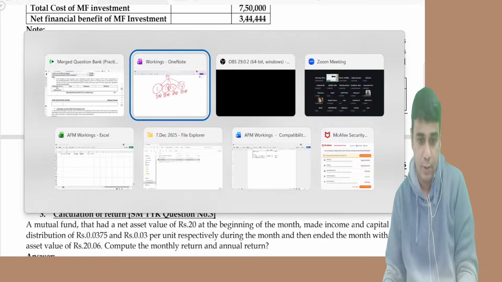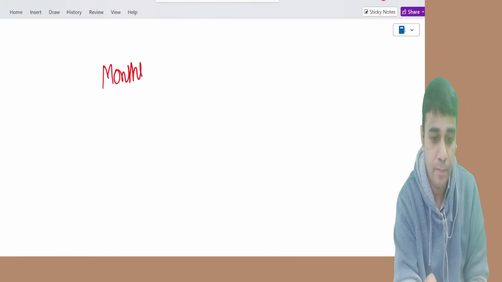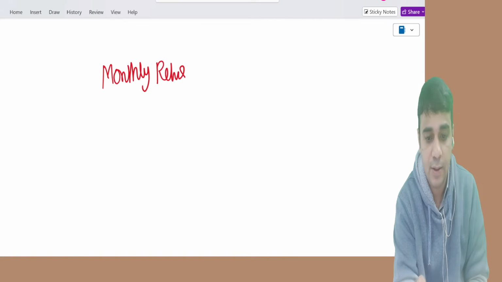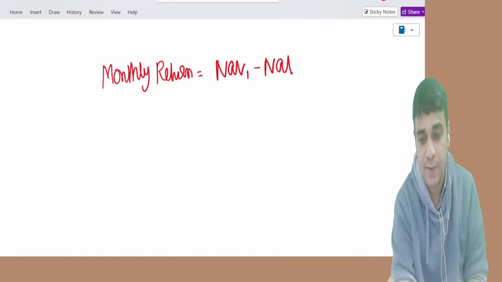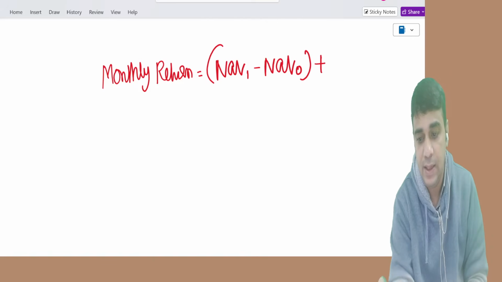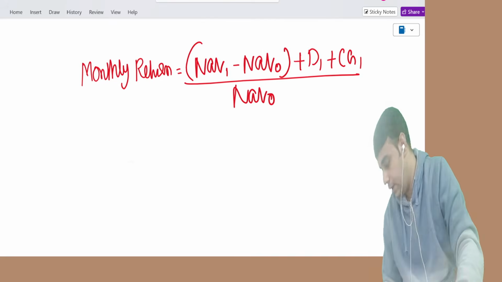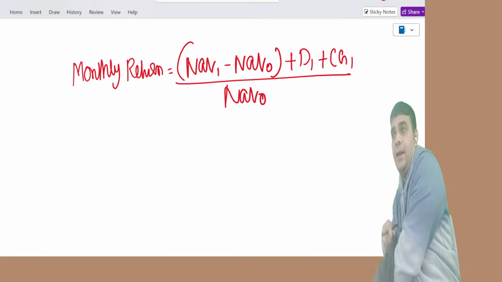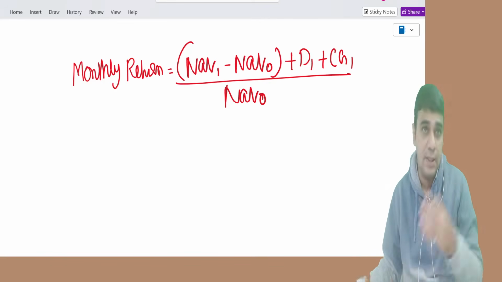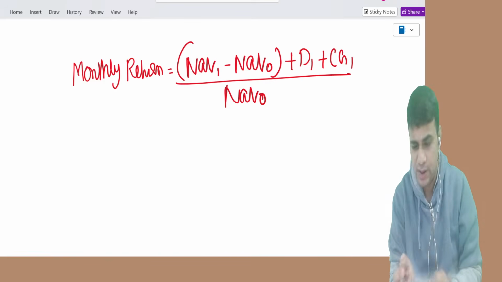Let's write monthly return is equal to NAV1 minus NAV0 plus D1 plus CG1, whole divided by NAV0. What I get back minus what I give. NAV1 is end of year, technically here end of month. In this case we are doing monthly calculation. What is the closing NAV?